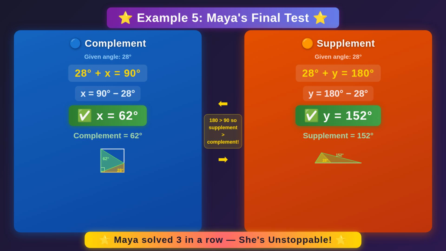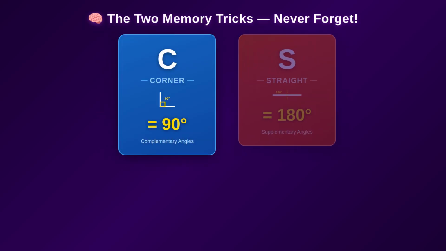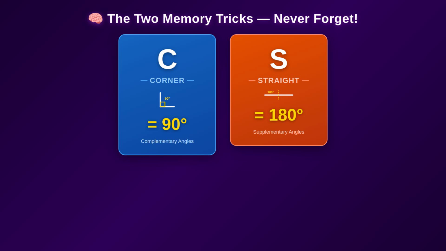So the supplement is 152 degrees. Two different answers for the same starting angle. Notice how the supplement is always bigger than the complement. Makes sense. 180 is bigger than 90. Maya just solved 3 in a row. She is unstoppable.